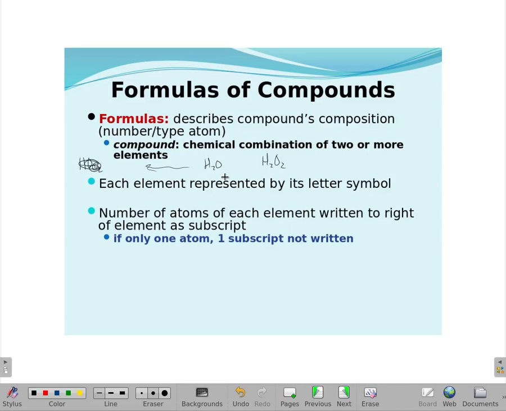We're going to use the symbols from the periodic table to represent atoms, and we're going to use subscripts to represent the number.